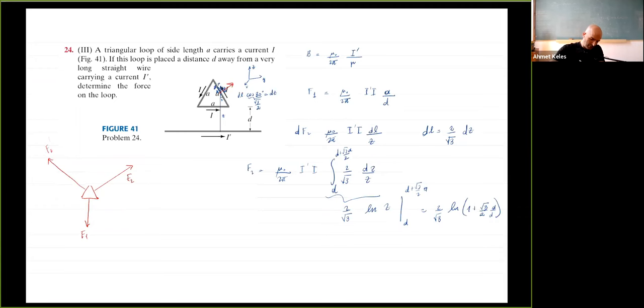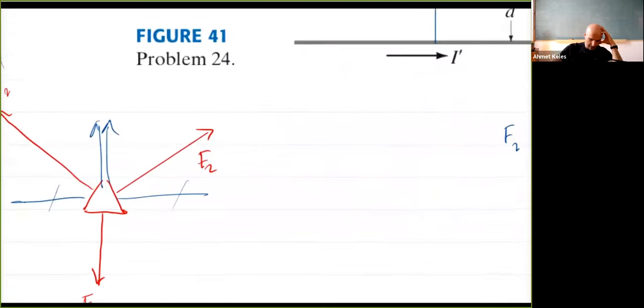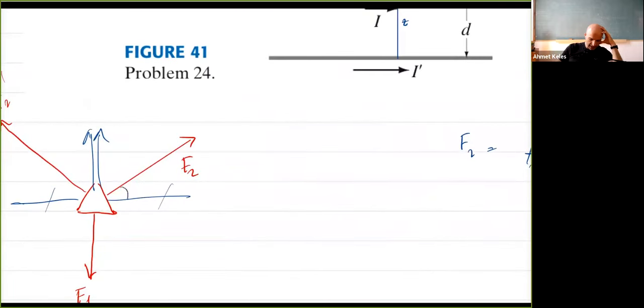This is F2 prime, let's call it. They have two contributions: horizontal components which will cancel, and vertical components which will add up. For the vertical component, I need to calculate this angle. I need to think a little bit, but it looks like 60 to me, if I was to guess.